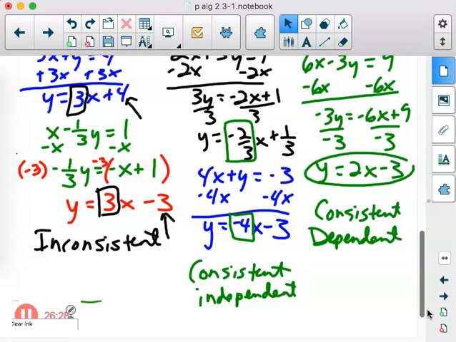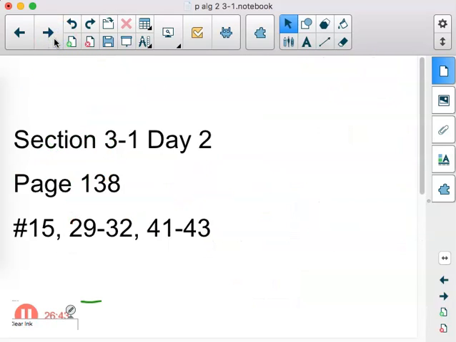We are solving systems, even systems that we have to find the equations for the lines on the calculator for. And we have also talked about some vocabulary that helps us out with that. That's 3-1 day 2. And there is your assignment.